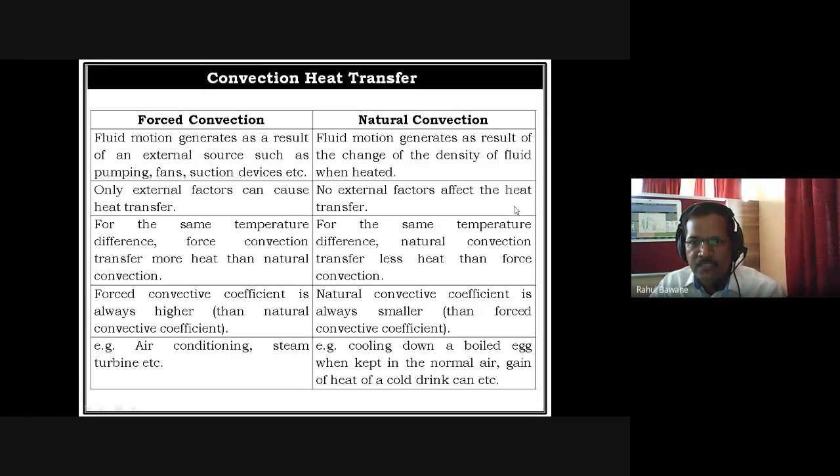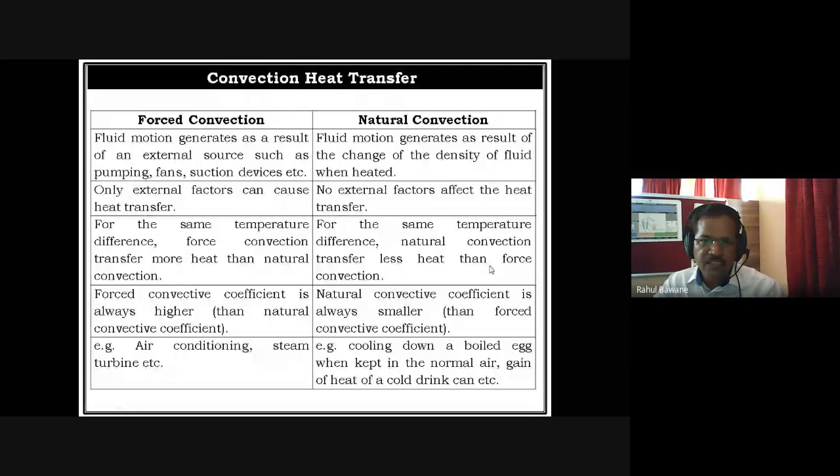So unless that fluid density decreases enough, it cannot move ahead. So we have to wait, correct? So it is purely natural convection. So the rate of heat transfer is always lesser than forced convection. For the same temperature difference, forced convection transfers more heat than natural convection. And for the same temperature difference, natural convection transfers less heat than forced convection.